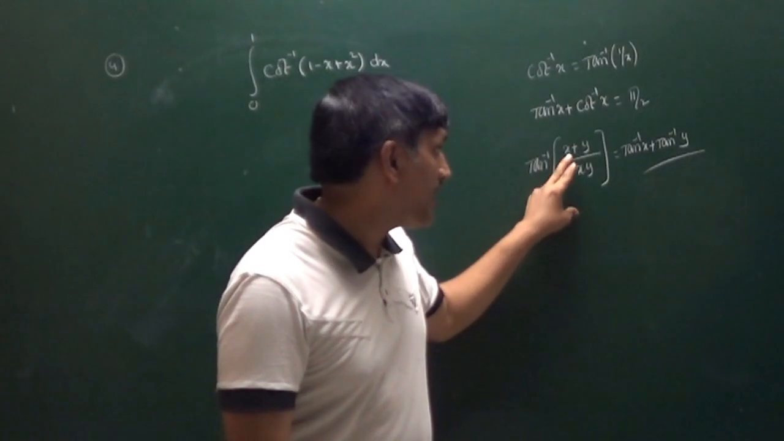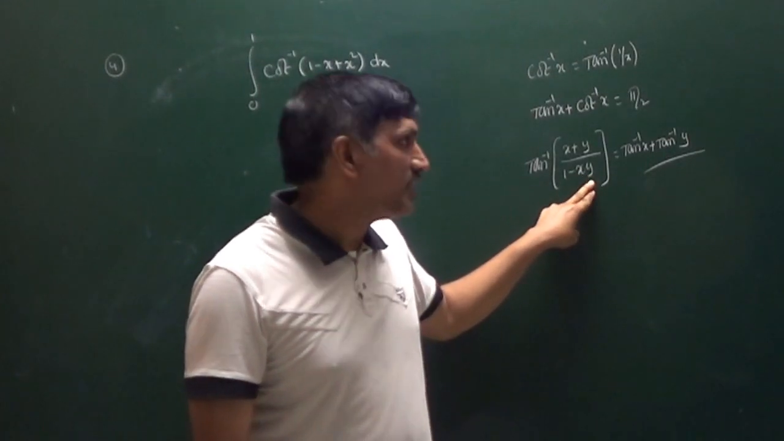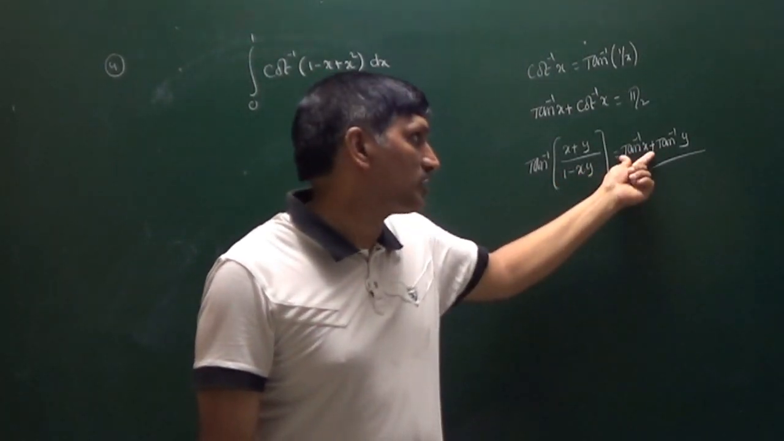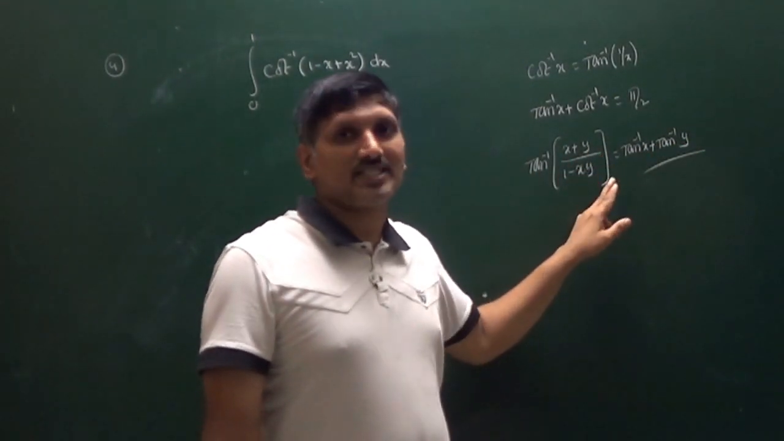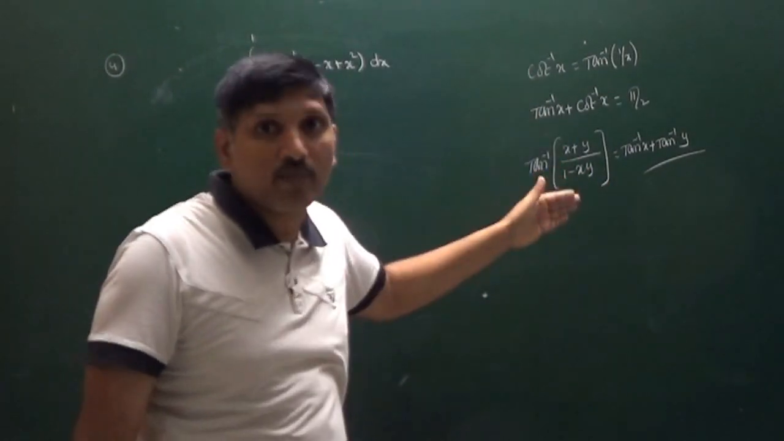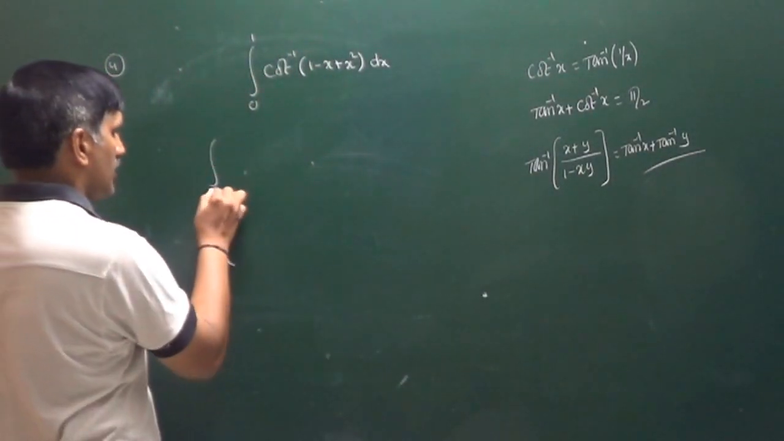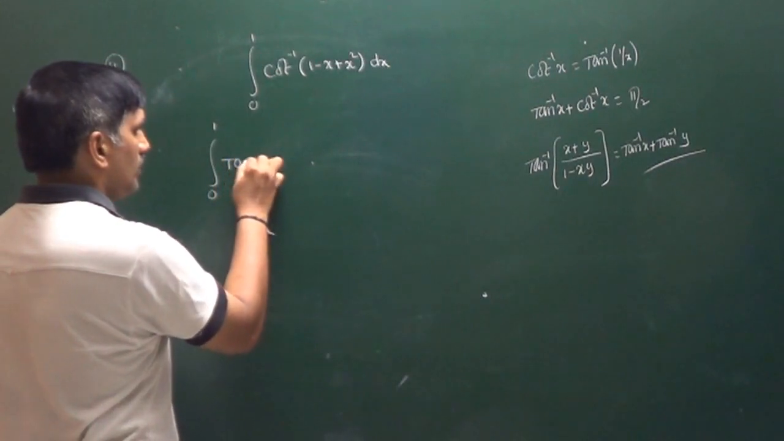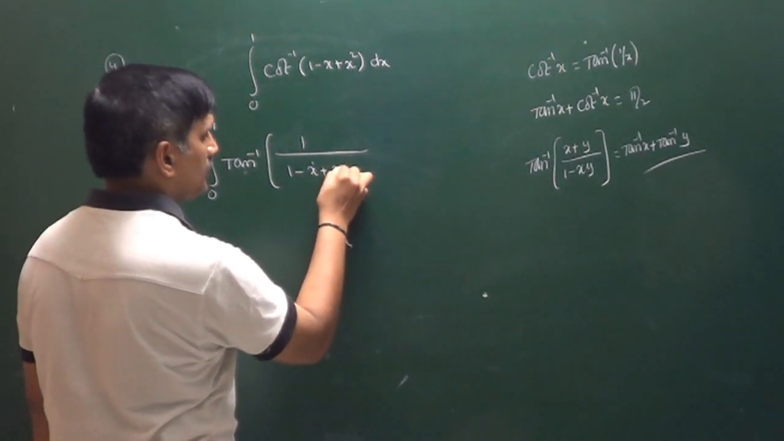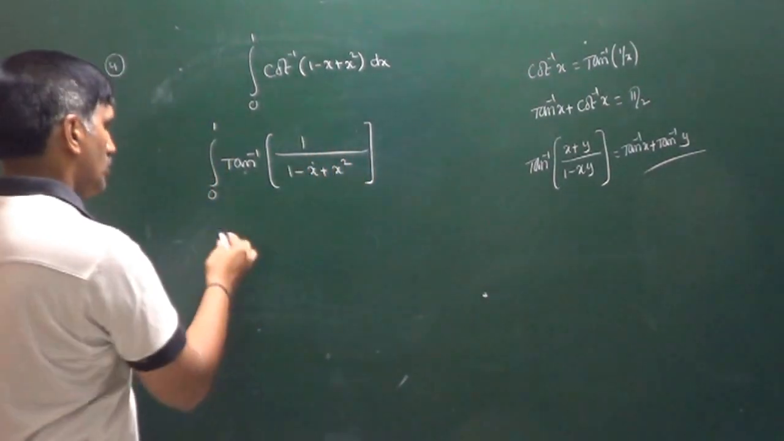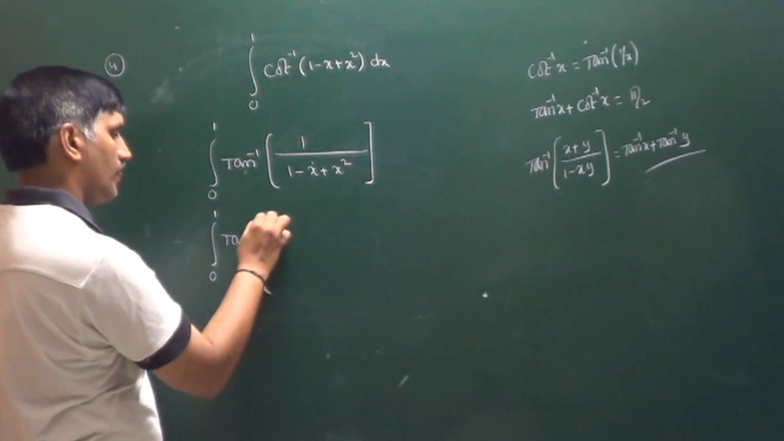The reason is tan A plus tan B by 1 minus tan A tan B, the tan of A plus B formula. That's why tan inverse x plus tan inverse y is equal to tan inverse of x plus y by 1 minus xy. So I hope everyone knows this information, and then I am proceeding with this particular question. We can write it as integral 0 to 1 tan inverse of 1 by 1 minus x plus x square.